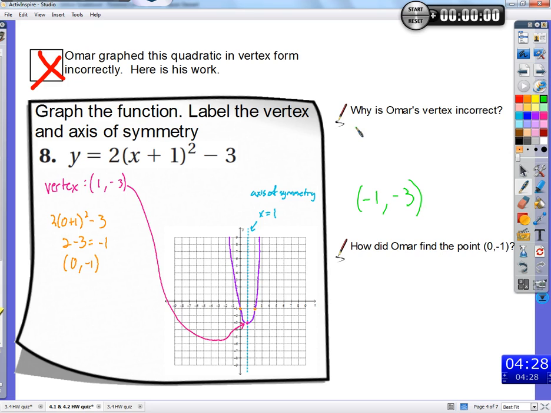So our answer to why is maybe kind of speculative. We don't know exactly why Omar did this, but probably he thought the +1 in parentheses meant a shift right. So there's our correct vertex. Should have been right there. Not 1, -3, but -1, -3. Right, so Omar also found this point of 0, -1. How do you find that?